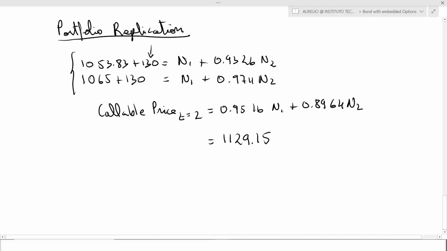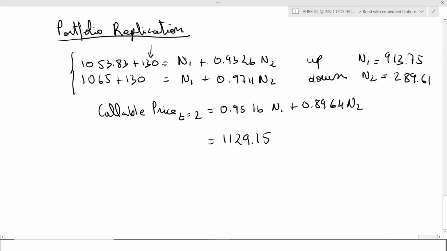ex-coupon prices, but in year t equals 2, you know that you're going to receive that price plus the coupon. So you need to include those two coupons of 130, and then you're going to replicate with that 1-year bond in that node and the 2-year bond in that node. So this would be the replication for the up and this one for the down scenario. And then we're going to solve for N1 and N2. We're going to find that N1 is equal to 913.75 and N2 is 289.61.